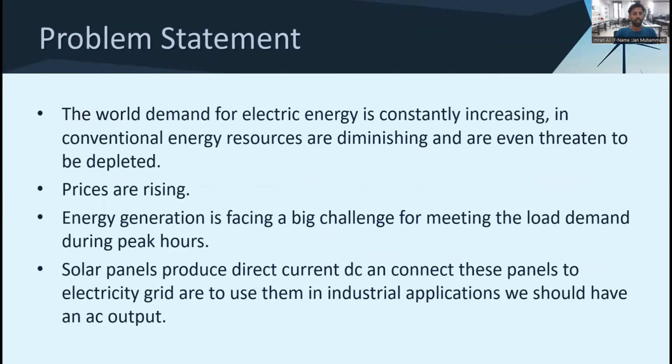Problem statement. The need of electrical energy is constantly increasing. Conventional energy resources are going to be diminishing or even threatened to be depleted. Prices of electrical energy are rising day by day. Energy generation is facing a big challenge for meeting the load demand during the peak hours. Solar produces direct current DC and it's very cheap to produce as compared to the electrical energy.